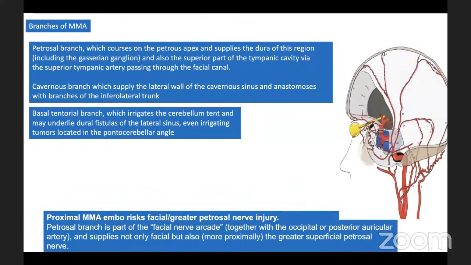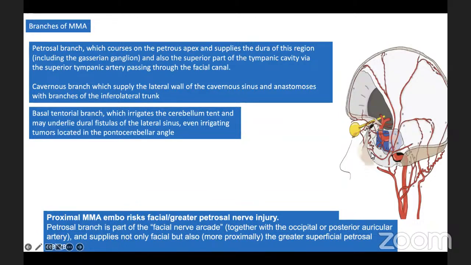So there are various branches of MMA. The first proximal branches intracranially are the petrosal and cavernous branches. So as we can see here, there is a petrosal branch which courses the petrous apex and supplies the dura, including the Gasserian ganglion, and also the superior part of the tympanic cavity through the facial canal. And then there is a cavernous branch which supplies the lateral wall of the cavernous sinus, and anastomoses with the branches of the inferolateral trunk here, and also the ophthalmic branches.